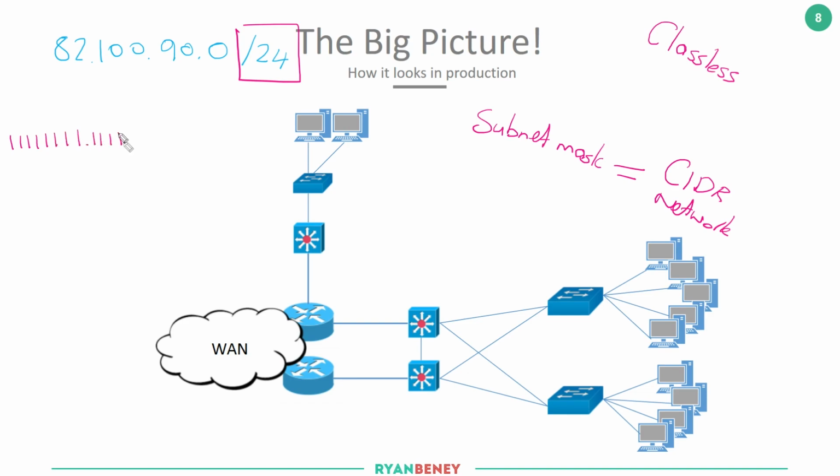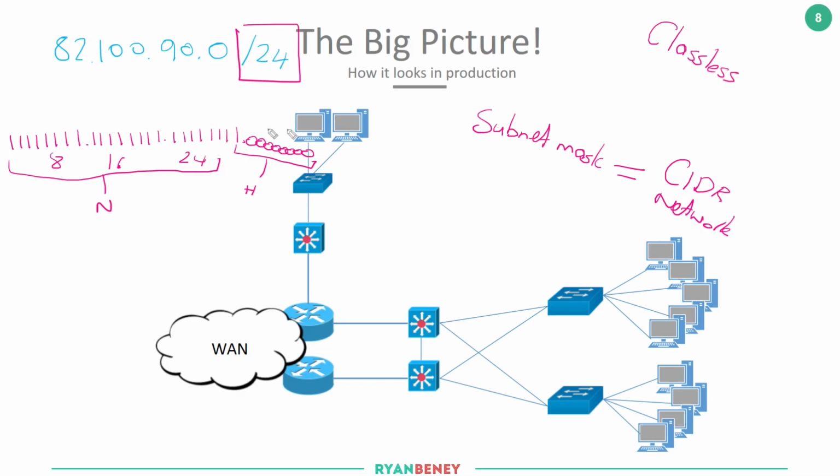1, 2, 3, 4, 5, 6, 7, 8. Dot. 1, 2, 3, 4, 5, 6, 7, 8. Dot. So that's 8, 16, 24. And then the remaining bits, because now we've got this, are all turned off. And because it's 32 in total, take away 24 leaves 8. So 1, 2, 3, 4, 5, 6, 7, 8. So there's our host portions. So this is actually our host, and all of these here is actually our network.